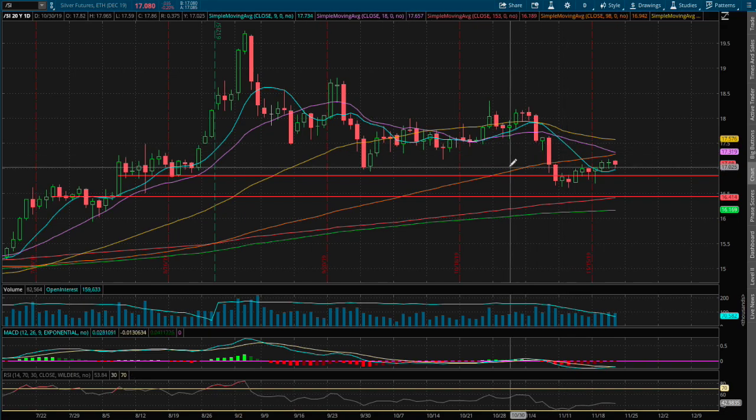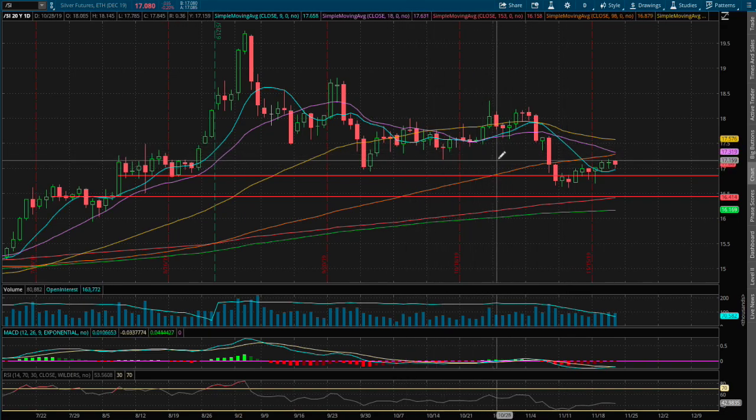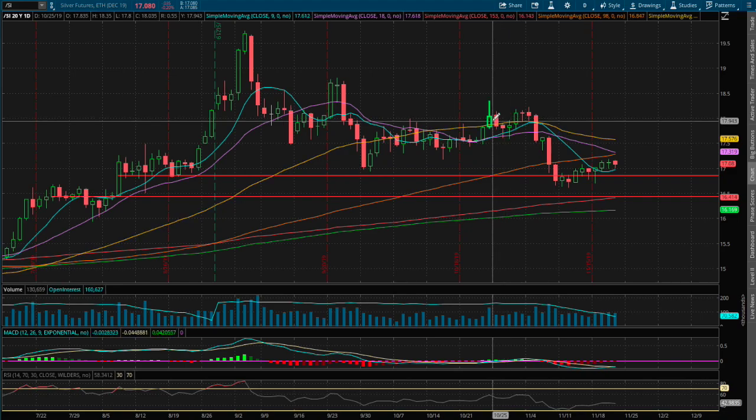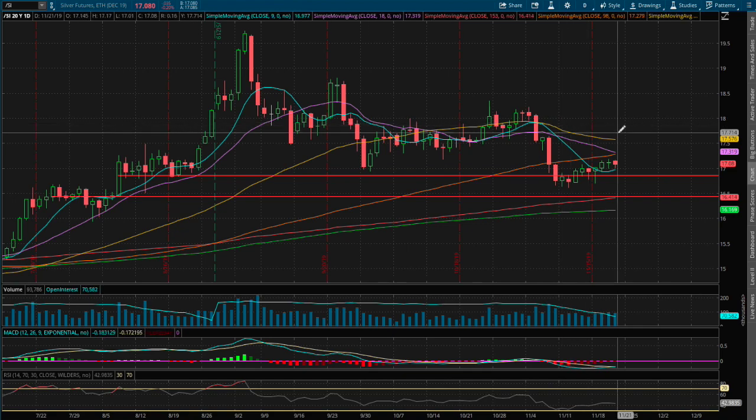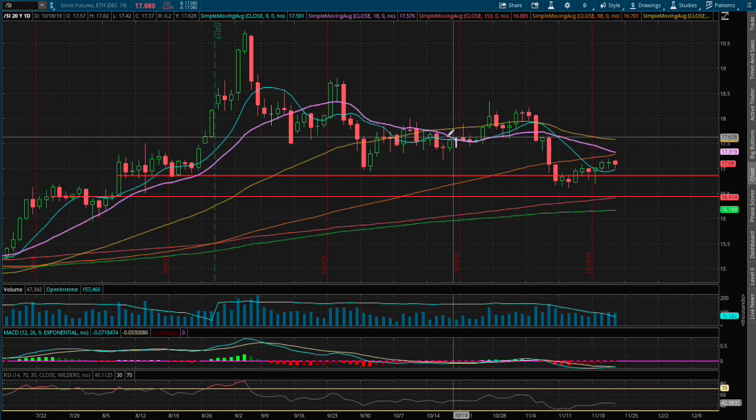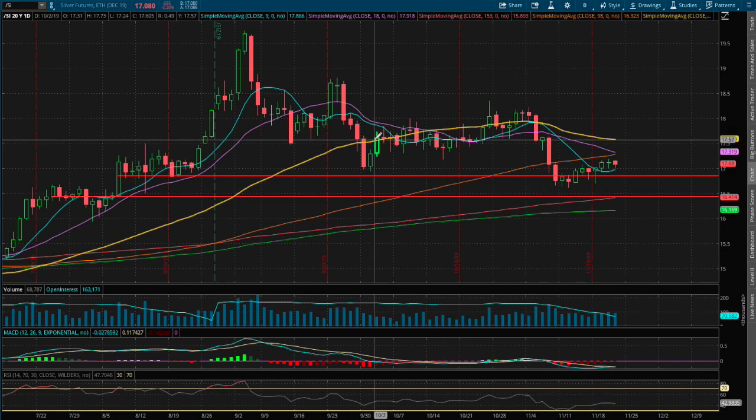And as for resistance, since we've had some trouble breaking out and climbing higher back in late October, October 31st, on the 50-day moving average, that still remains as our next resistance. So that is around a price of $17.60, and since we are below that price level, it is acting as resistance.